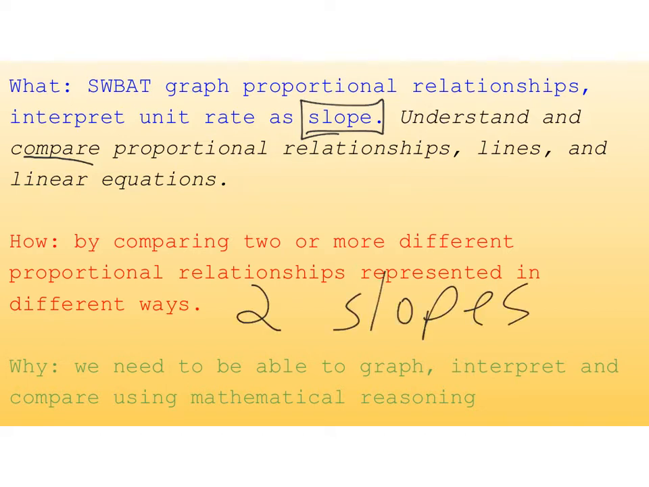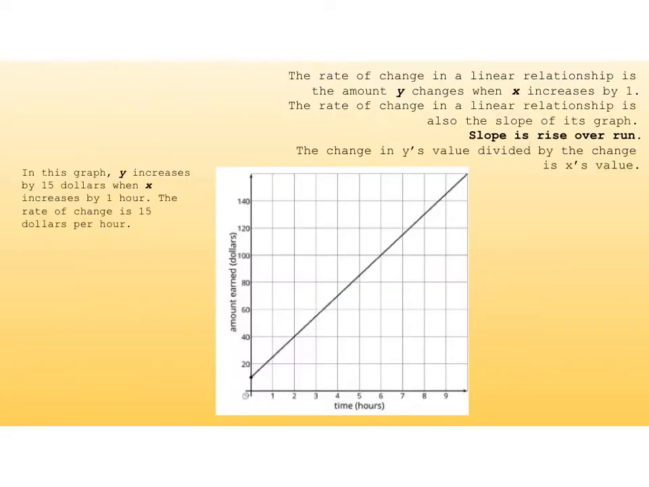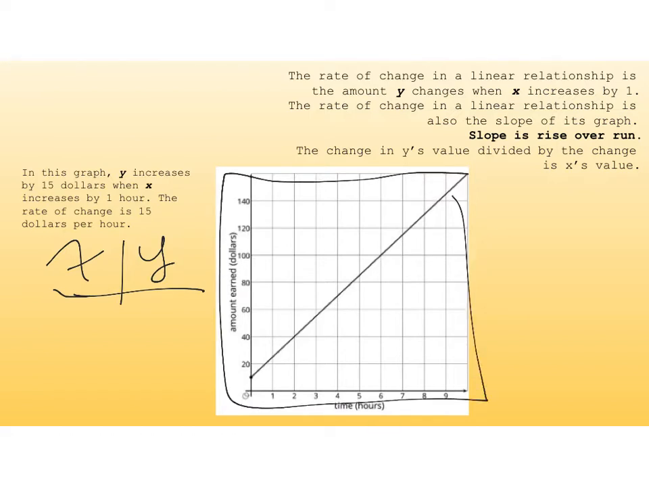And we're going to do this by comparing two or more different proportional relationships, two different slopes. Okay? All right. This will be pretty easy for you guys. Okay, let's take a look here. What we have here is a graph. Now let's make an X and a Y table there. It's going to be the same data, but two different forms, two different ways to show. We have the graph here. We're going to make a table over here.